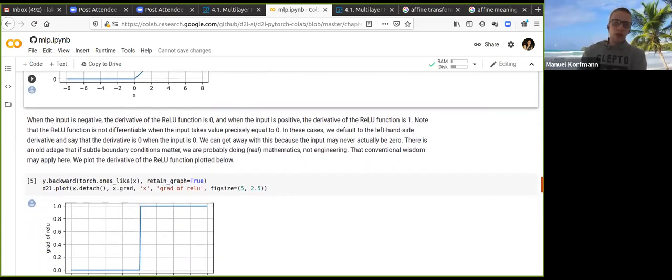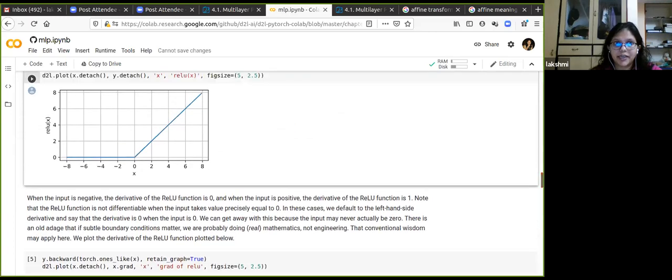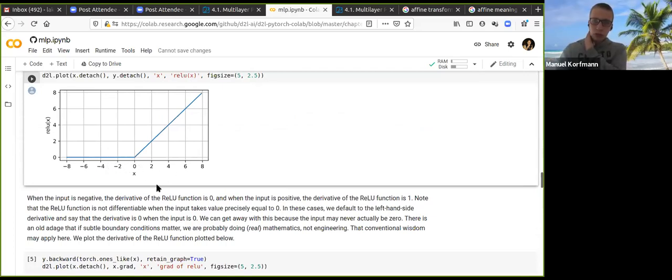When the input is negative, the derivative of the ReLU function is 0, and when the input is positive, the derivative of the ReLU function is 1. Can you verify that from this graph? If it is negative, the derivative will be 0, because the tangent. Can't I use annotations? Oh, yeah, here. So let me check.